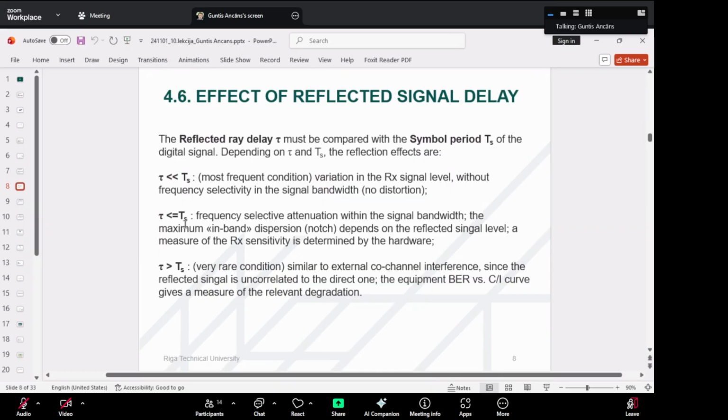The next case is when these two parameters are equal. Then frequency selective attenuation within the signal bandwidth happens. The maximum in-band dispersion depends on the reflected signal level. The measure of receiving sensitivity is determined by the hardware.